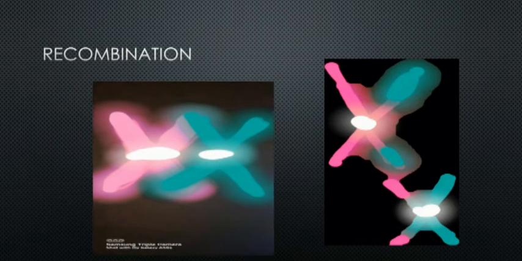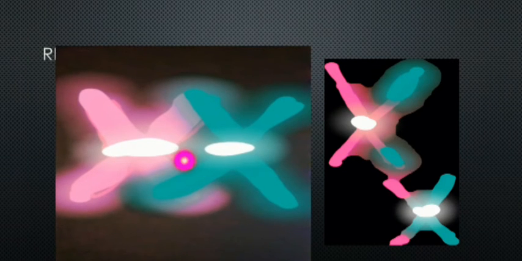Then recombination. You know that recombination, we have seen in cell division, especially in meiosis, the maternal chromosome and the paternal chromosome enter into the tetrad condition.